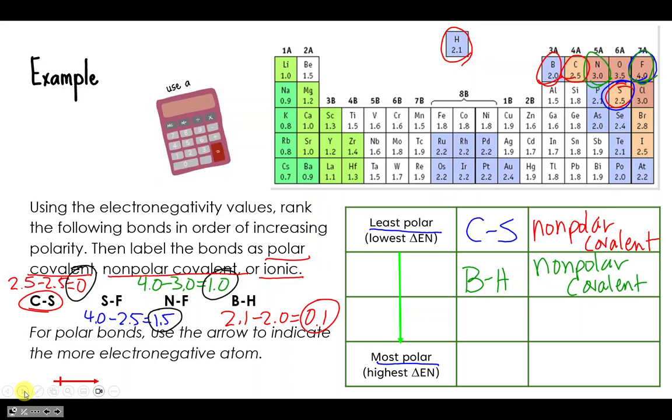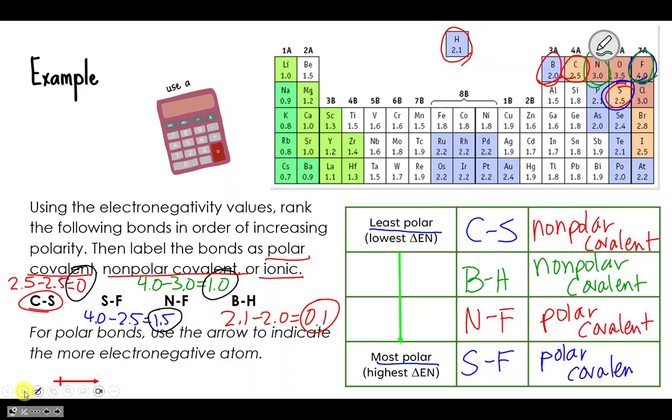The next one is N to F. Right? And the difference is 1.0, so which range does that fall in? This one's polar covalent, very good. And last but not least, we have S to F, which is a difference of 1.5, so this one is also polar covalent. Like so.